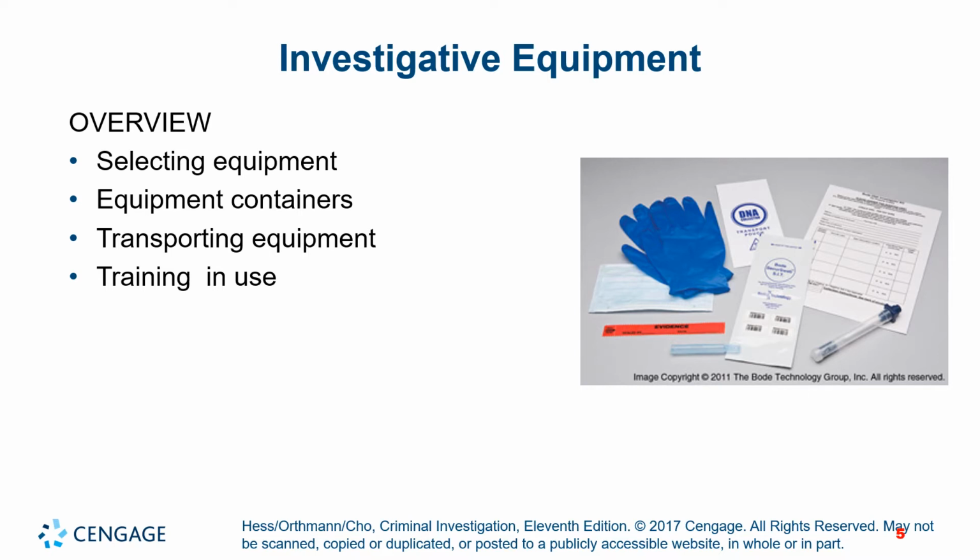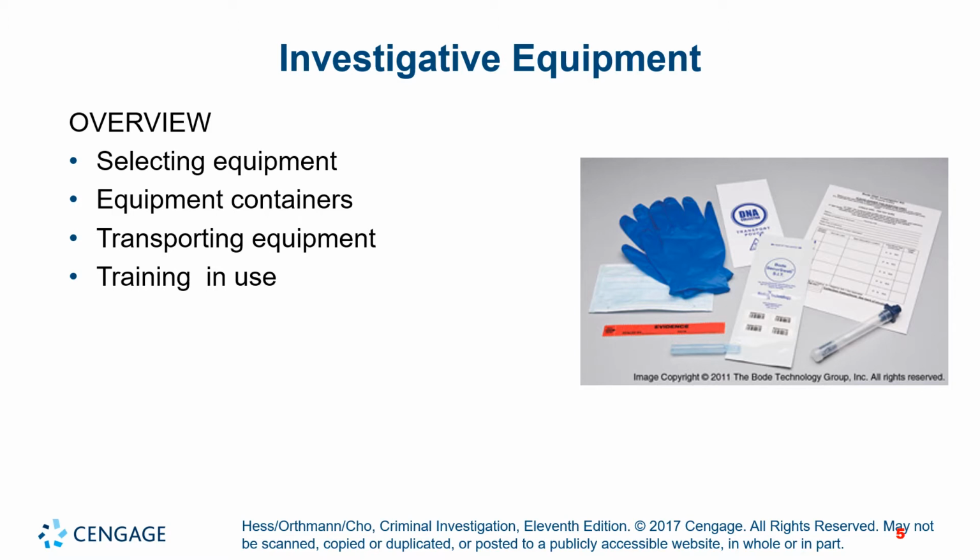In terms of transporting equipment, there are many possible ways to transport equipment to a crime scene, from the use of a police car to a specially equipped vehicle. A mobile crime lab is generally a specially equipped van that contains the type of equipment needed to process most crime scenes.